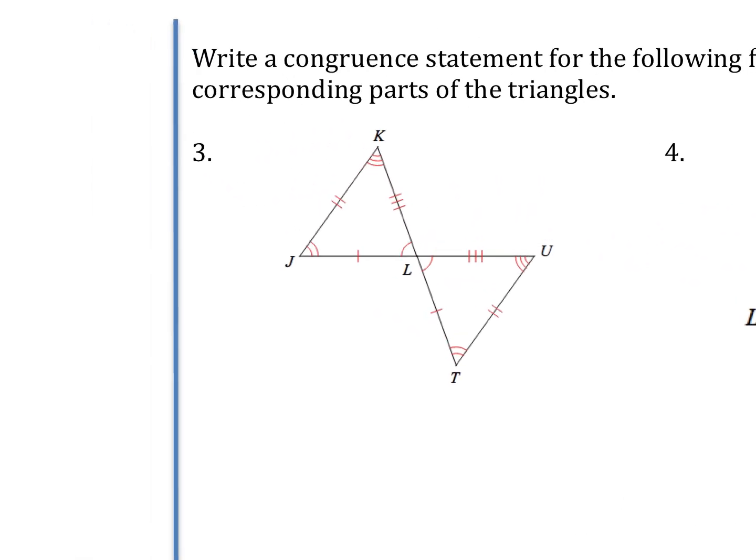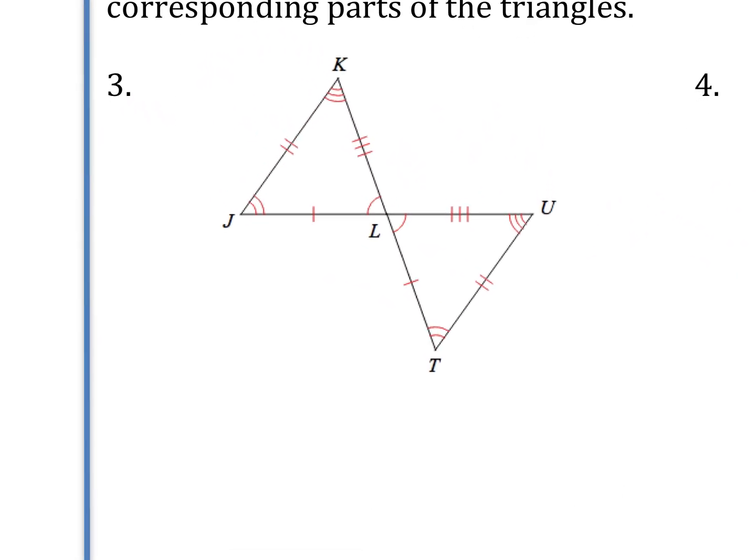All right, with number 3, I like to go from 1 arc to 2 arcs to 3 arcs. So I'm going to go from here to here to here. So for example, I can say triangle LJK, which goes from 1 to 2 to 3 arcs. And then I got to do the same thing in the other one. It's going to be the same thing, 1, 2, 3, which is going to be LTU.